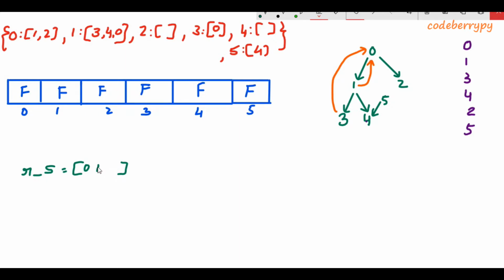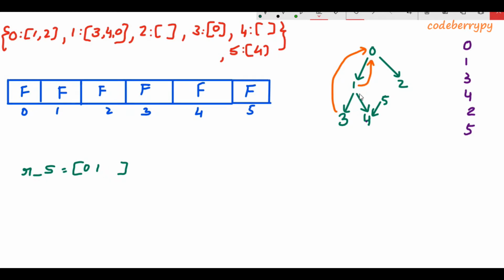Therefore we popped it out, because there would have been no other nodes that would have led us back to 3. So there is no other node that could have led us back to 3, and there is no use of 3 remaining in the stack anymore.